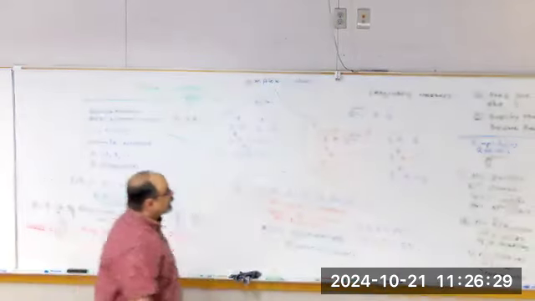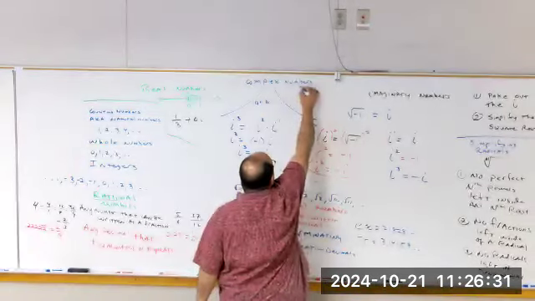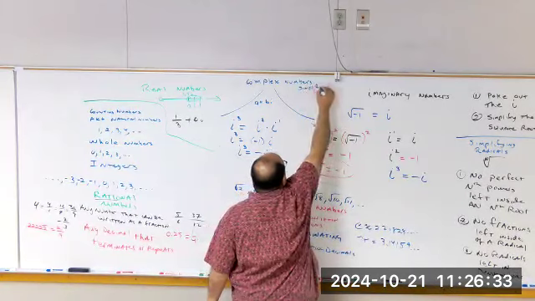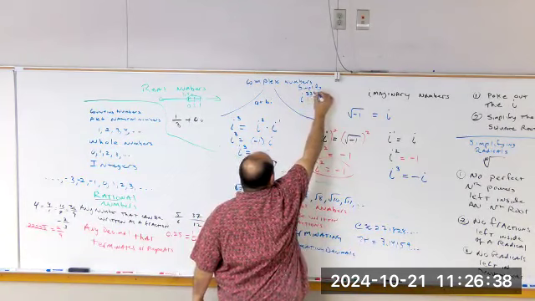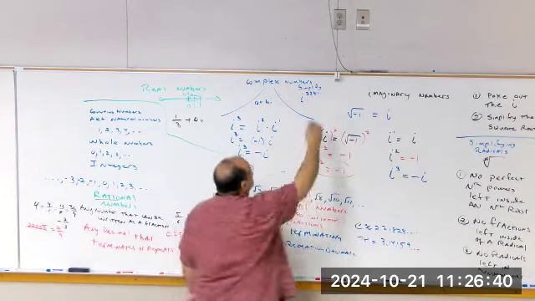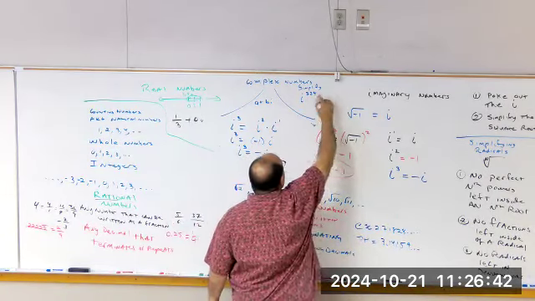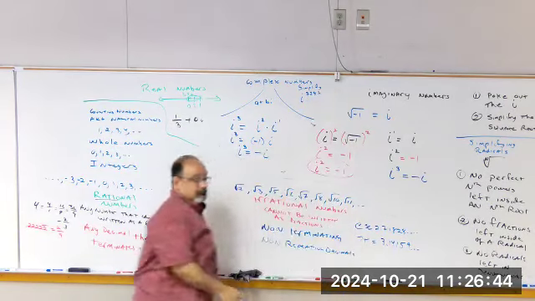This is where I'm going. You're going to have to simplify i to the 3,283rd.